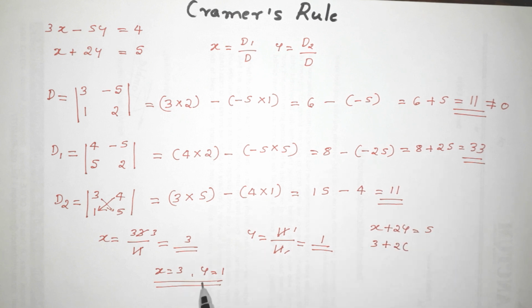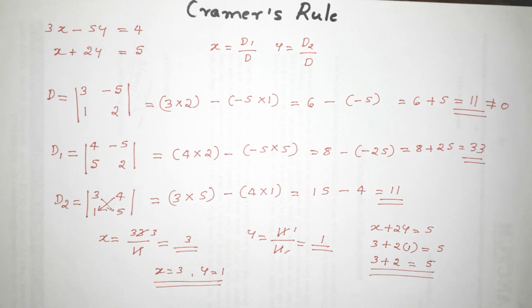In the place of y, I will write 1. It should be 5. 3 plus 2 into 1 is equal to 5. So now we are verified that our values x and y are correct. This is the way of solving Cramer's rule. I will repeat the methods.